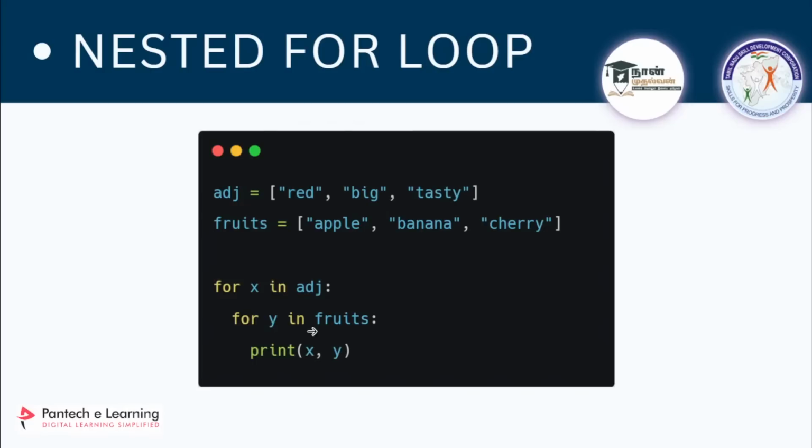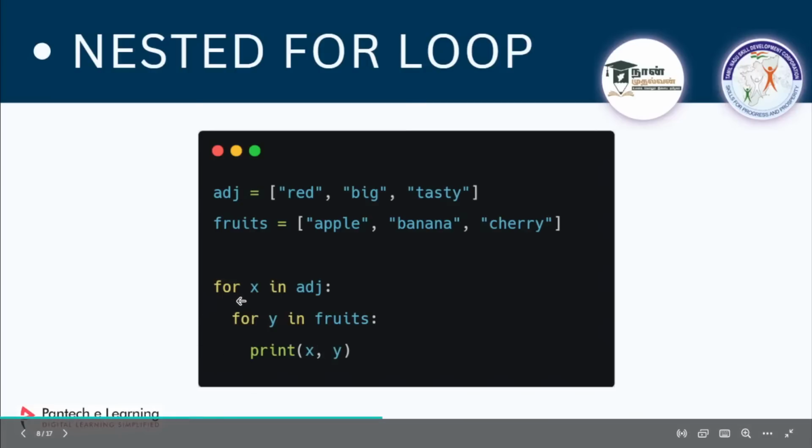Next, what will happen? This for loop will take this cherry. The value of x will be red only. It will print red cherry. Only when this for loop ends, when it reaches this cherry, it is going to take the next iteration for x. The value of x will be big now.